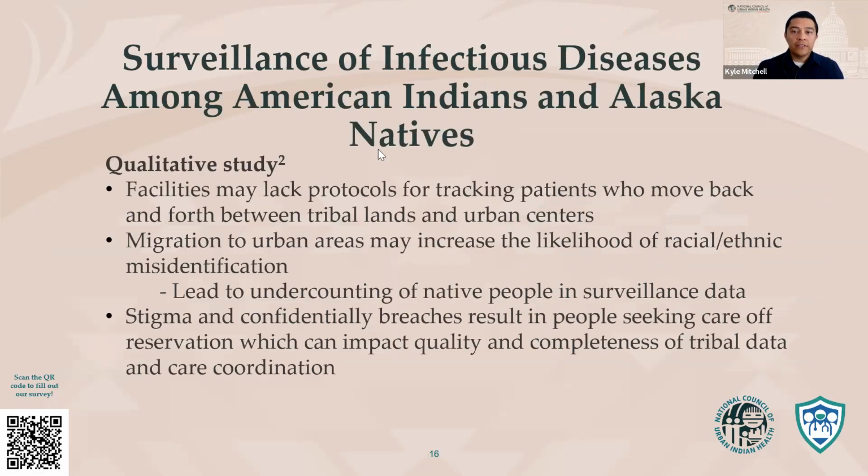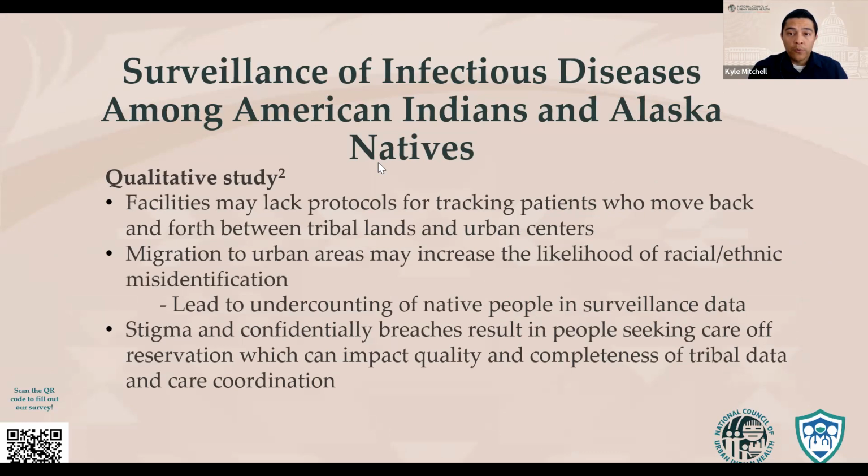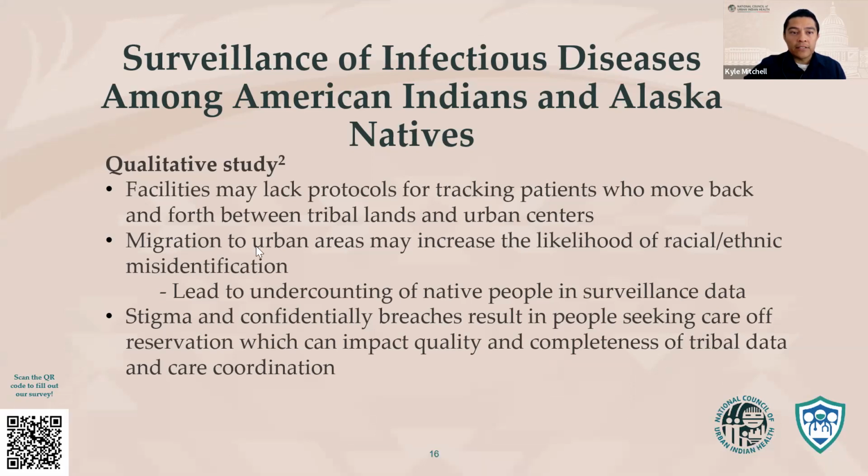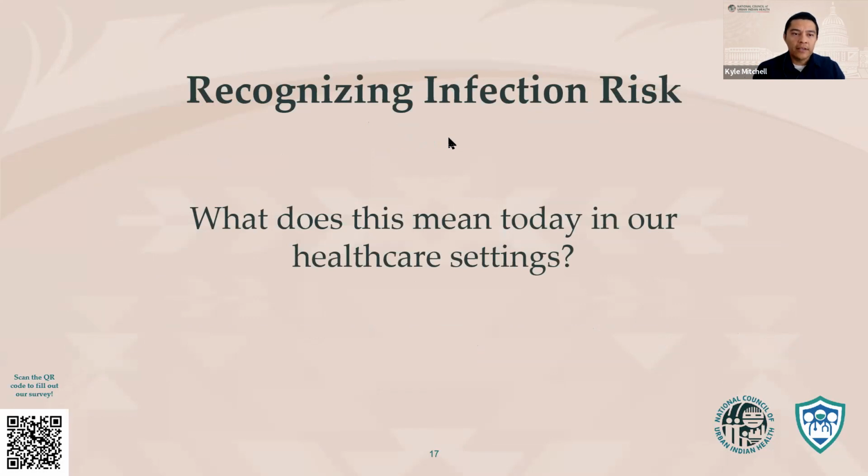All right, so surveillance of infectious disease among American Indians and Alaska Natives. The background on the importance of infection risks and threats to infection control. Research has shown that it is challenging to track Native people's infection rates due to migration and surveillance systems. Due to difficulty in access and maintaining continuity of services, it is a priority to ensure that when, where, and how Native people access these services, staff can immediately recognize and stop infection spread. So with all that said, what does infection risk mean today in our UIO healthcare settings?